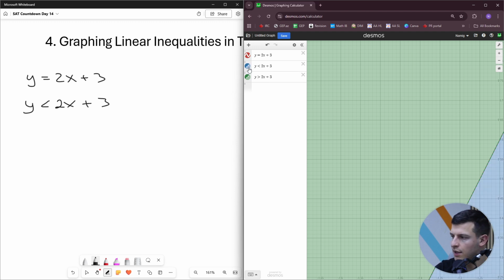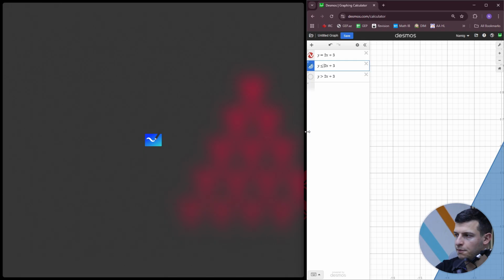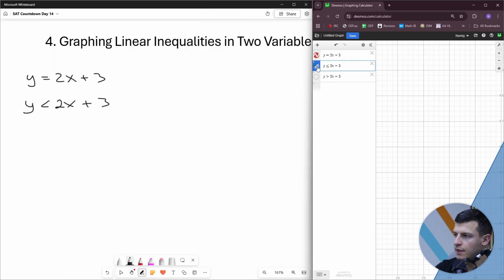Now, why is it a dashed line? That's because it's not less than or equal, so these points are not included, right? If I change it to less than or equal, I get a straight line. It's very hard to notice on the graph here because of the pixels, I guess, but it does make a difference. If I change it again, I'll do Control Z, and you can see that line changing from a solid line to a dashed line.